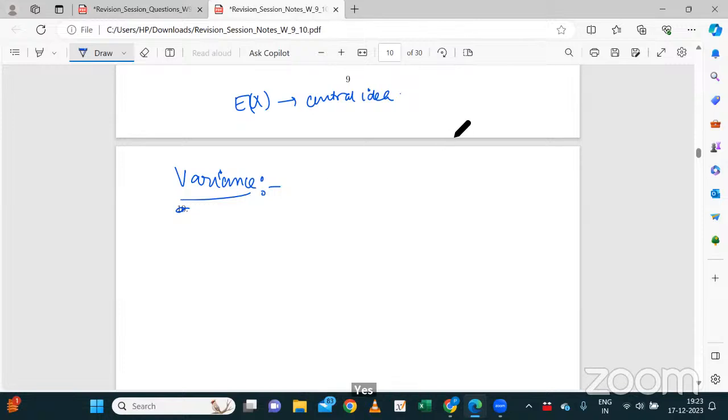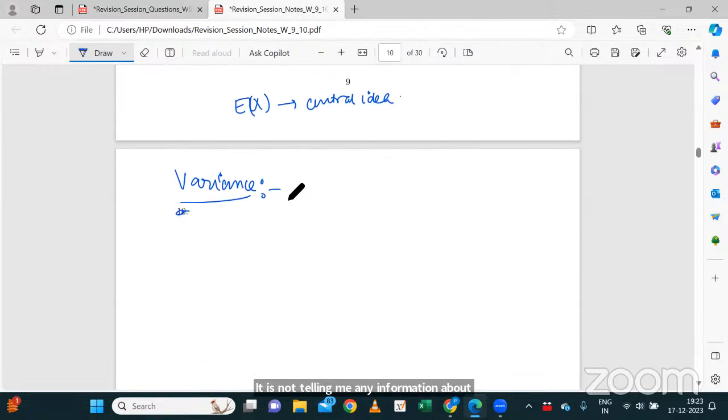Let me take a university example itself. I will move to the variance part, but first I will take one example. Let's say there is one college A, another college B.